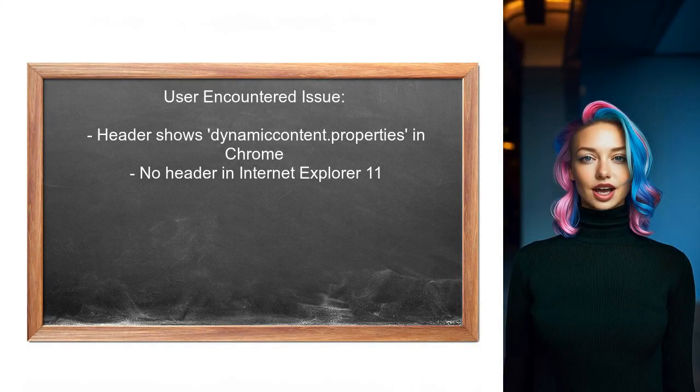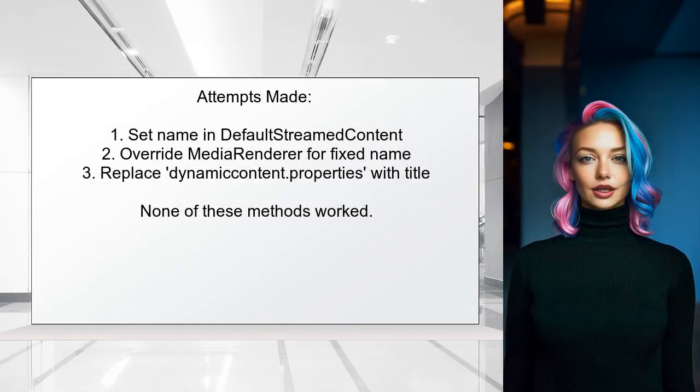Another user faced a similar issue with the PDF header displaying as dynamic content.properties in Google Chrome, while it didn't appear in Internet Explorer 11. They explored several solutions to customize the header. They attempted to set a name in default streamed content, override media renderer to add a fixed name, and replace dynamic content.properties with a title parameter.